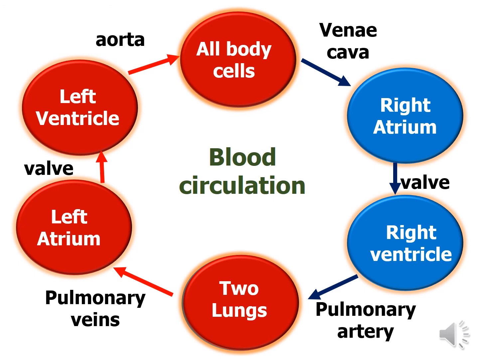Again, inside all body cells, deoxygenated blood carrying carbon dioxide gas returns back to the heart through the vena cava, from the right atrium through a valve to the right ventricle, then through the pulmonary artery to the two lungs to exchange gases and get oxygen gas, through pulmonary veins to the left atrium, from the left atrium through a valve to the left ventricle, through the aorta to all body cells.